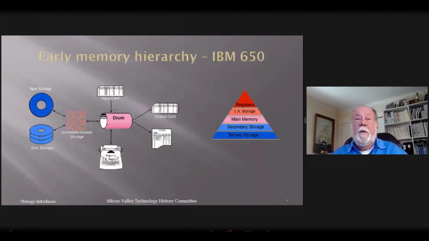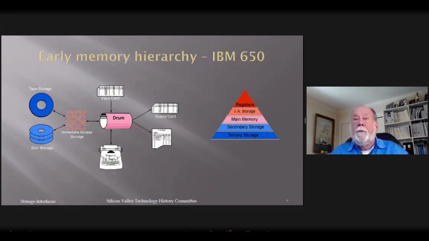Maybe the first 5-layer system was the IBM 650. In order, a core buffer, a drum as main memory, disk storage as secondary storage, and tape storage as tertiary storage. On the right, depicted as a modern memory and storage triangle. Not that anyone looked at it like that then.